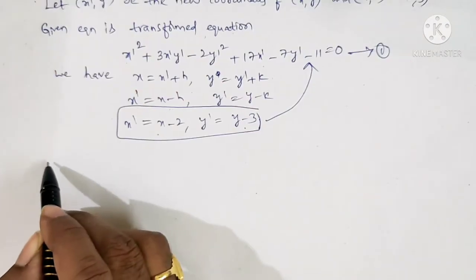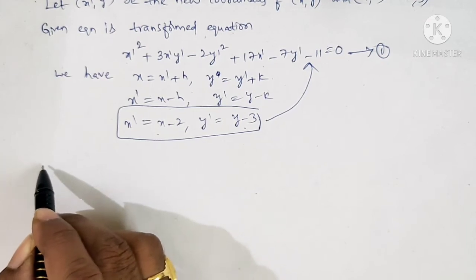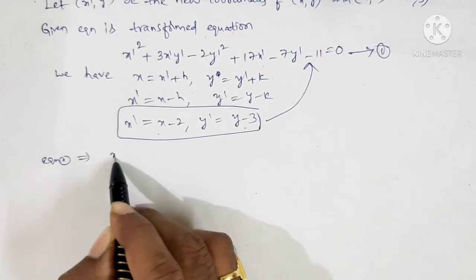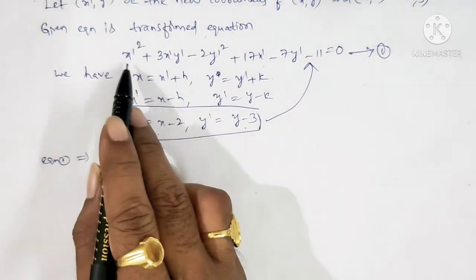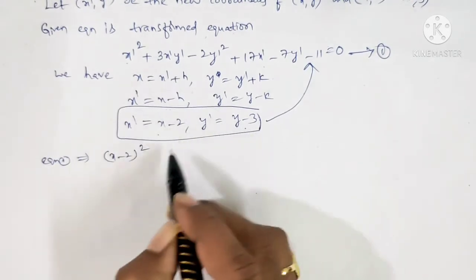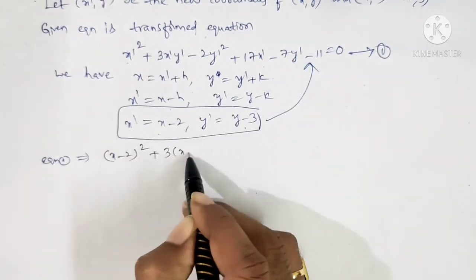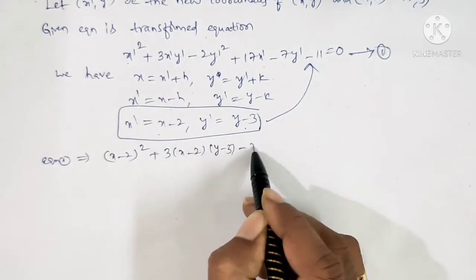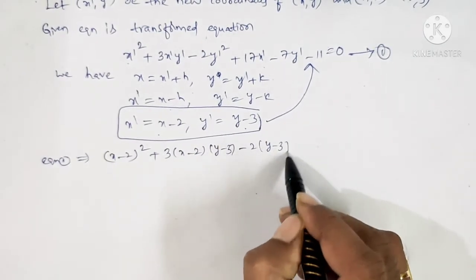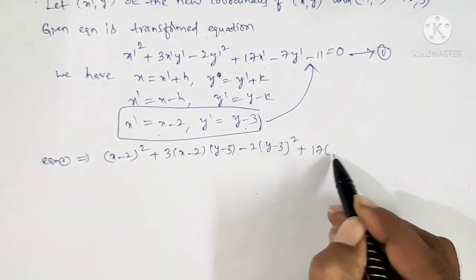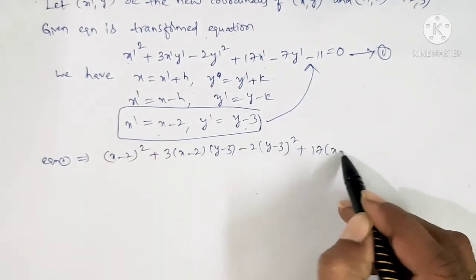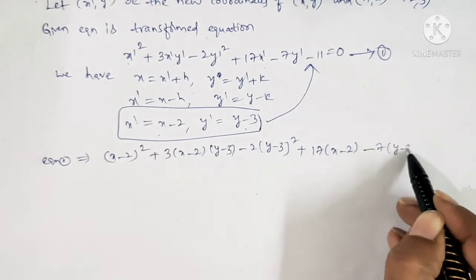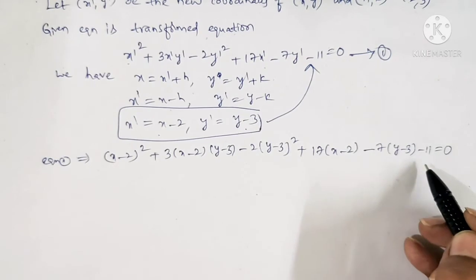So equation 1 becomes like this. x dash means (x minus 2) whole square, so I have to replace x dash by x minus 2 and y dash by y minus 3: plus 3 into (x minus 2) into (y minus 3), minus 2 into (y minus 3) whole square, plus 17 into (x minus 2), minus 7 into (y minus 3), minus 11 is equal to 0.